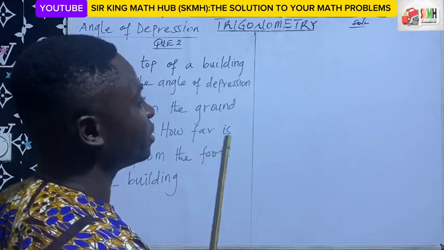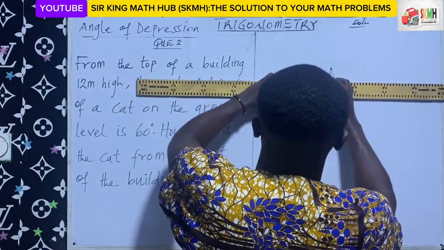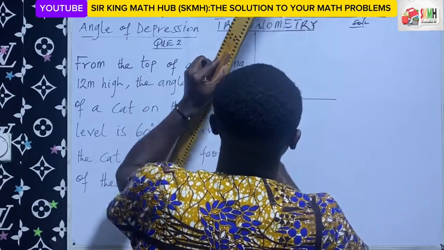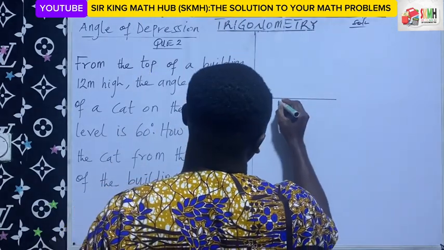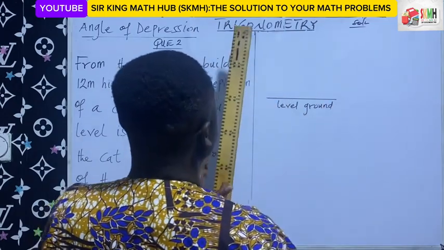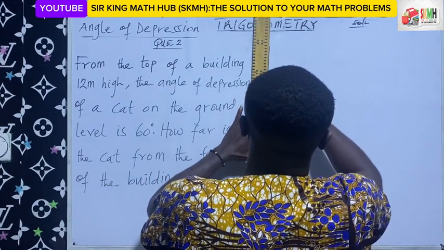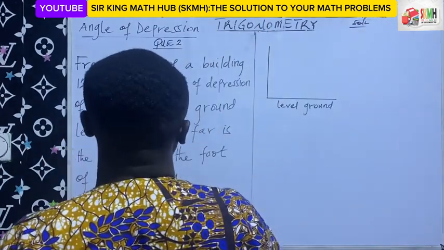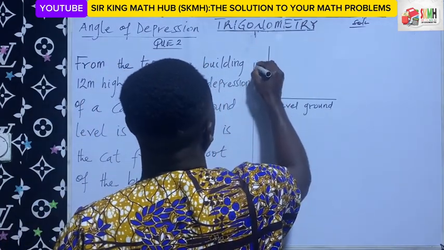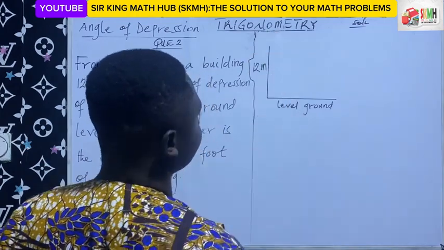So from the top of a building, meaning that there is a building, and this building will definitely be on a level ground. So this is our level ground. And then we know that the height of this building measures 12 meters. So that is the height of the building, 12 meters.